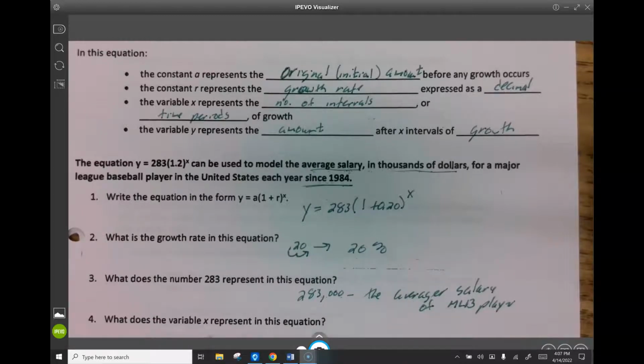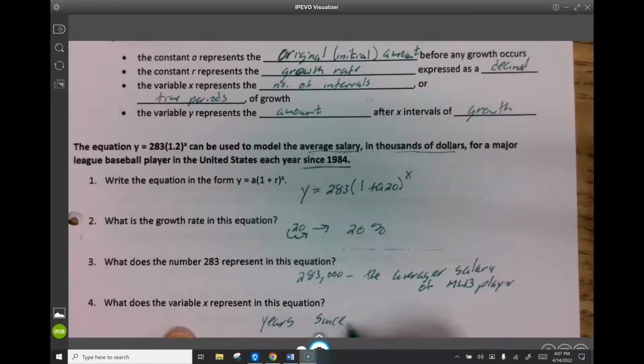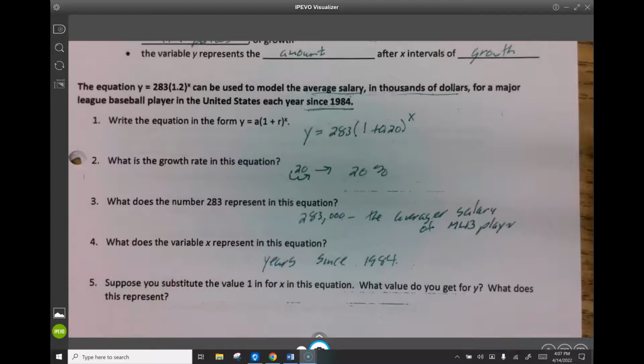What does the variable x represent in this equation? It's the number of years. That's the time period. So the years since 1984. 1984, I know, long time ago. I graduated high school in 1983, so yeah, pretty long time ago.